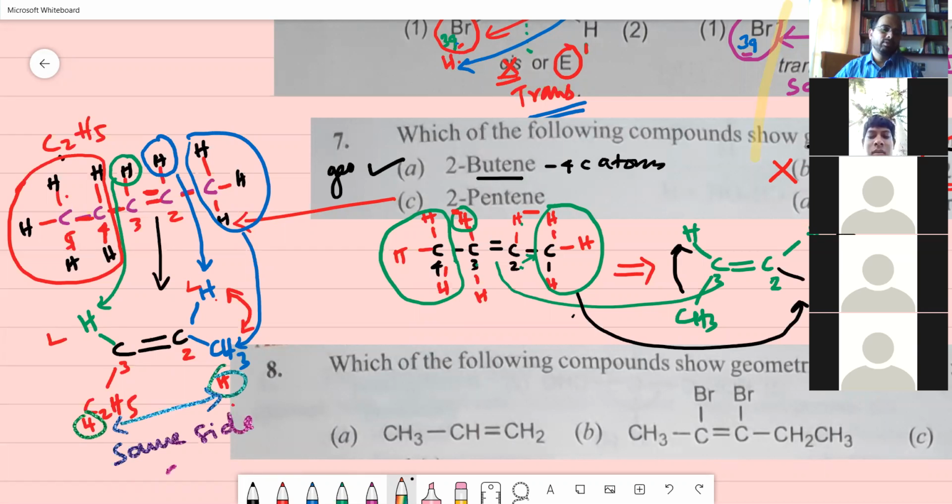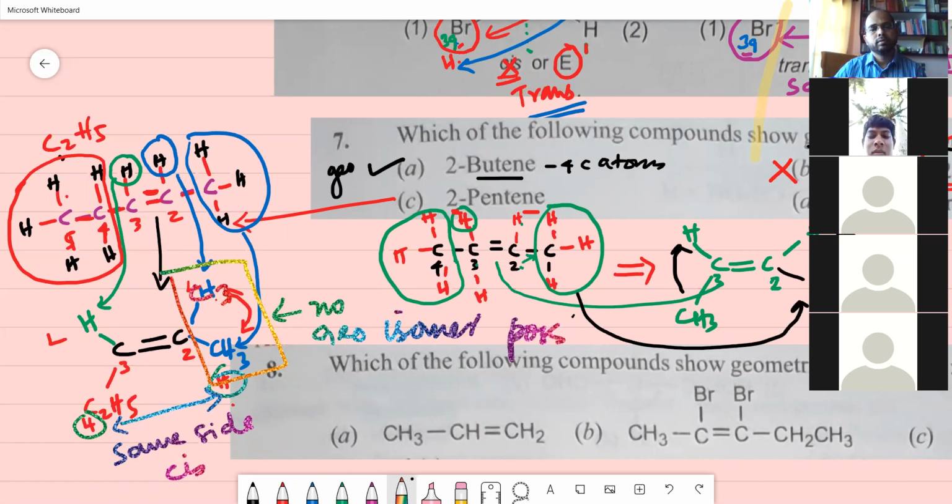If you flip this, suppose you have CH3 here, as in the previous case with both on the same carbon atom, then no isomer is possible, no geometrical isomerism possible. But here it is H and here CH3, so this is also showing geometrical isomerism. The fourth atom is also showing isomerism.